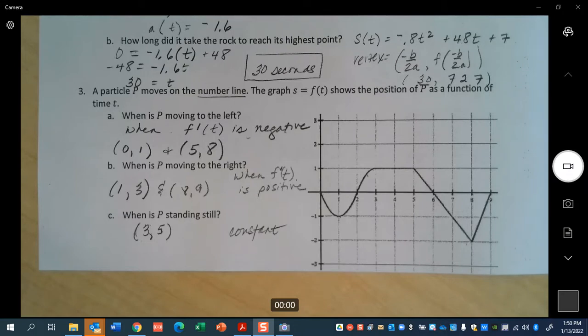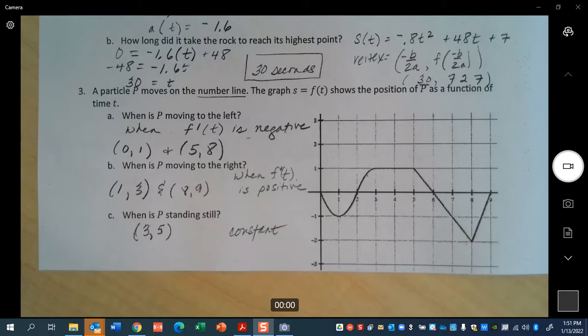And you can talk about when it's moving to the left. It's moving to the left as it's moving to -1, right? So this is its position. It's moving to the left, it's moving to the right, it's staying still, it's moving to the left, it's moving to the right.